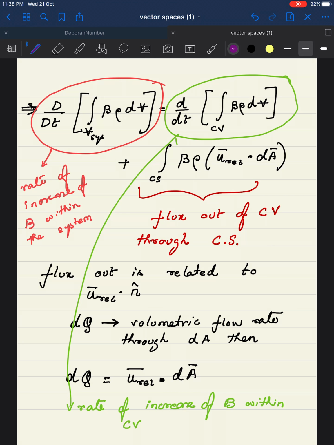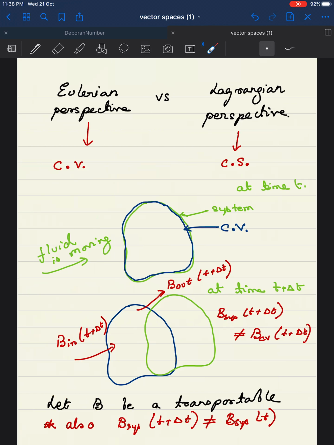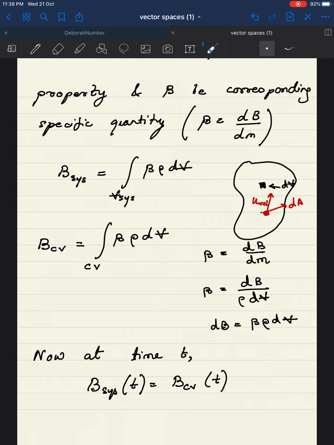Okay, so we have looked at the Reynolds transport theorem, but the question is, why is this equation important and what can we do with it? My question is, what is this beta that we've been talking about? We have been writing everything in terms of capital B, which we called some transportable property. Remember right here, let B be a transportable property.